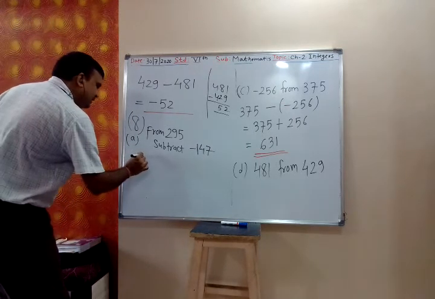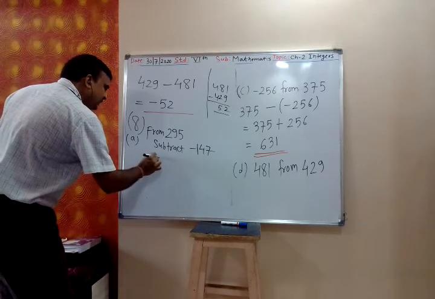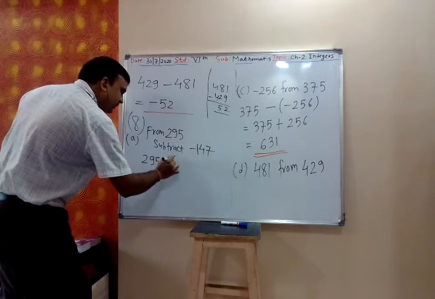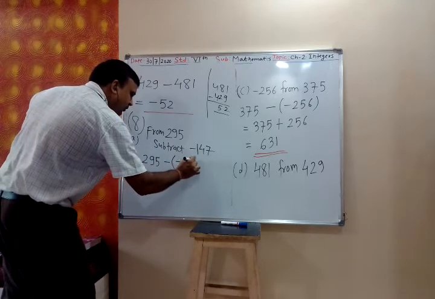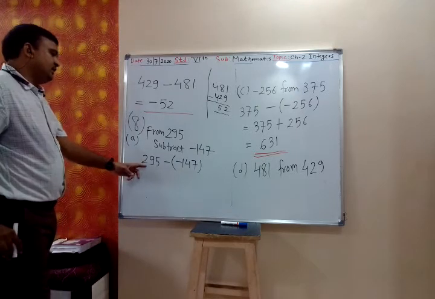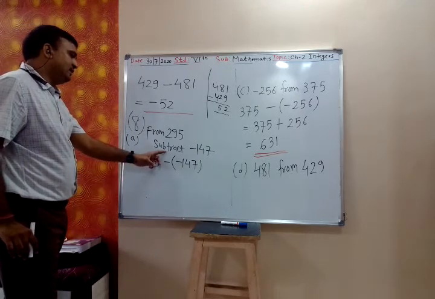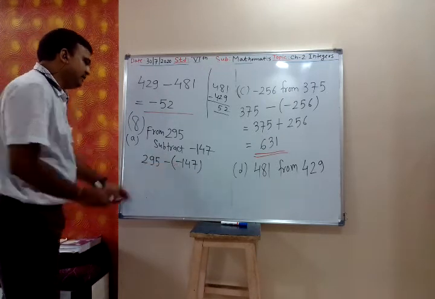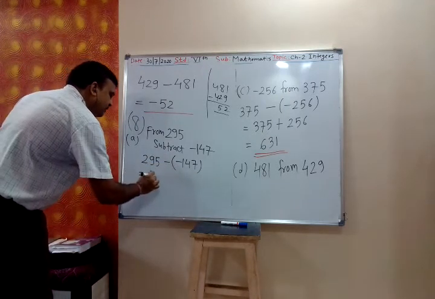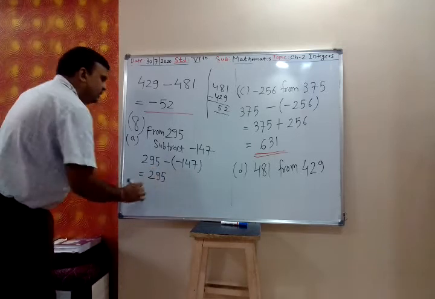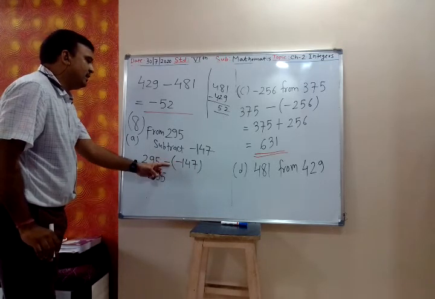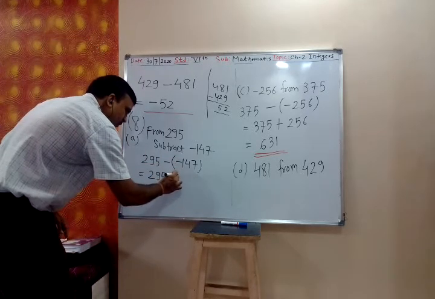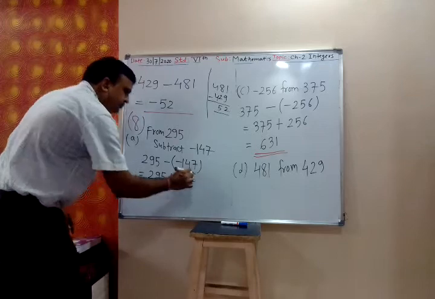From 295, so we write 295. Subtract means minus. Which number? Minus 147. Subtract means minus sign, the minus sign is there because it is subtract. Which number? Minus 147. This I have explained to you: whenever minus minus signs are together, minus minus become plus. 147.